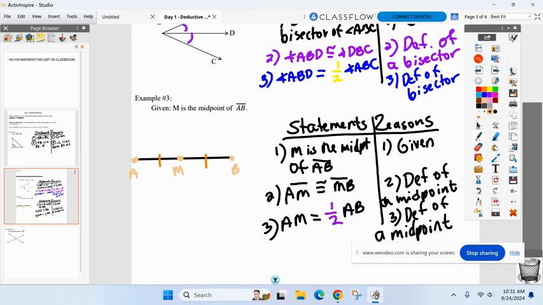Yes, go ahead, Kira. Could you say AM plus MB equals AB and then definition of a midpoint? I wouldn't use definition of a midpoint. I would just say addition. Okay. Just use addition. But yes, you could say that. But that has nothing to do with the midpoint, because if I moved M over and it's not the midpoint, what you just said could still be true. So it's just by addition there. You'd accept that as an answer? You can, yes.